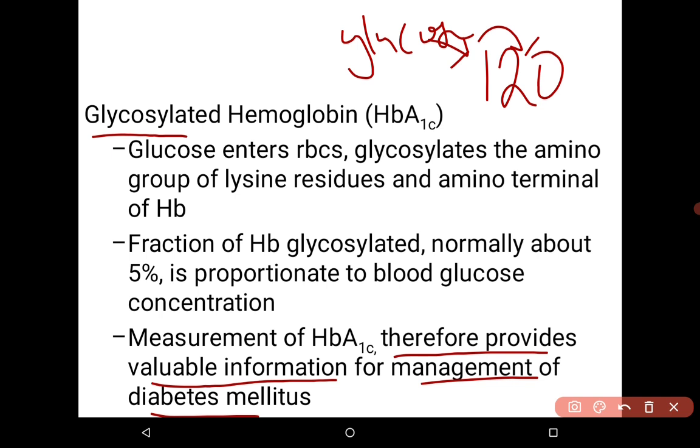So glucose enters these red blood cells and it is glycosylated with some amino acids such as lysine. Okay, so the fraction of the glycosylated hemoglobin, normally about 5%, is proportional to the blood glucose. So you can use it to actually get information on how the person is managing their diabetes.